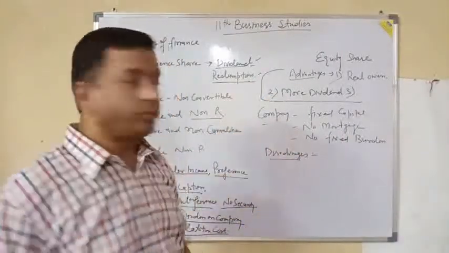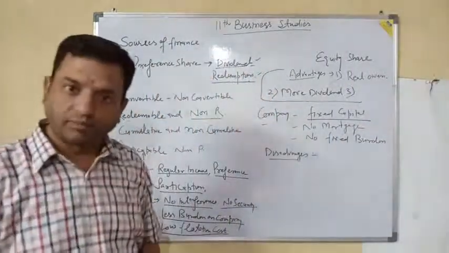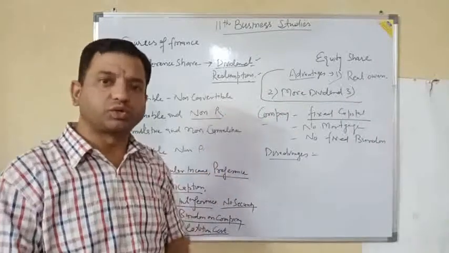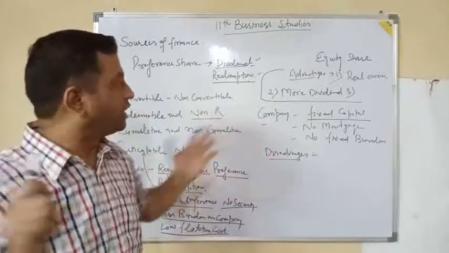Then come to the company. Company के लिए क्या advantage होगा? The very first is that it is fixed capital. Why is it fixed capital? Because once equity shares are issued, they are for a long period. They are for a 6, 7, 8, 9 year period.